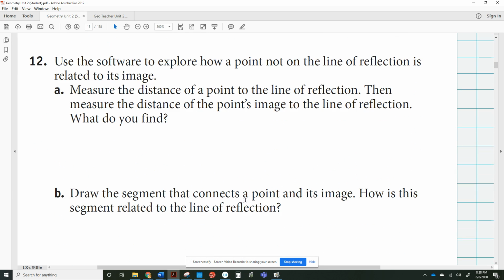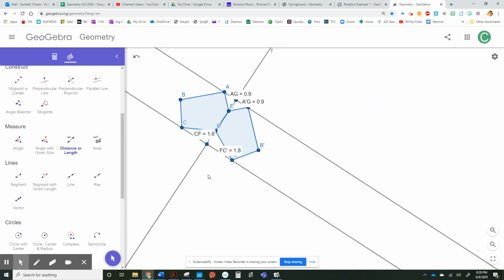Draw the segment that connects a point and its image. How is this segment related to the line of reflection? Well, I kind of spoiled that because we've already got those points right there. And what's the relationship? It's perpendicular to the line of reflection. So the line that connects a pre-image to an image will always be perpendicular to the line of reflection.